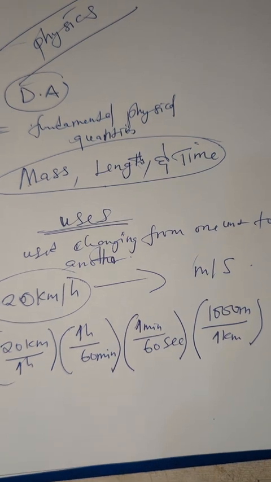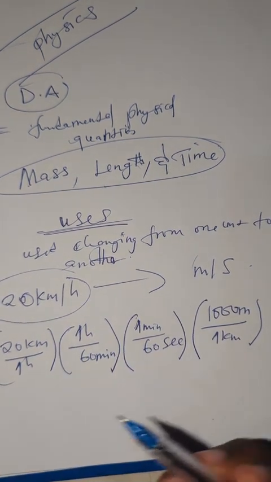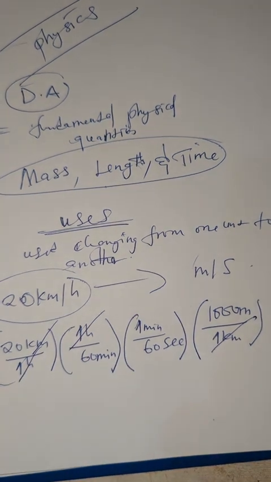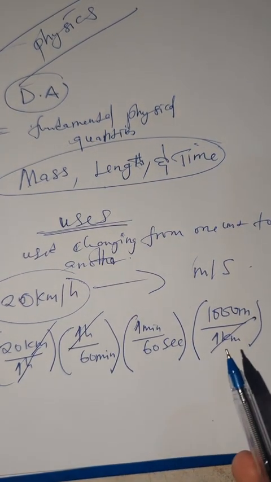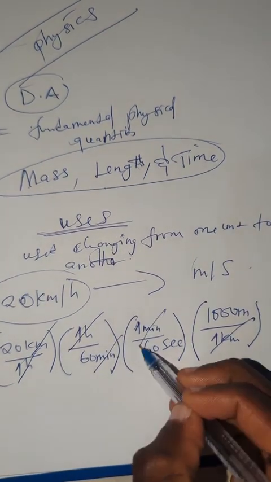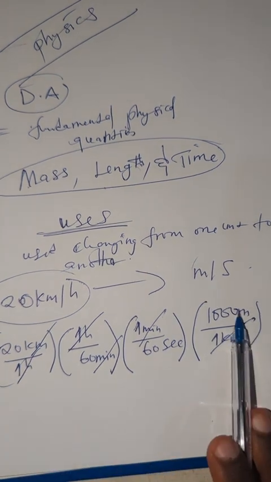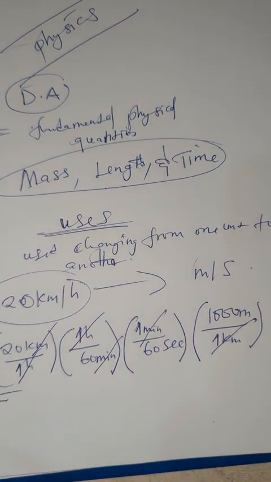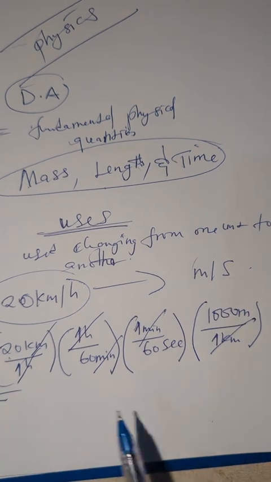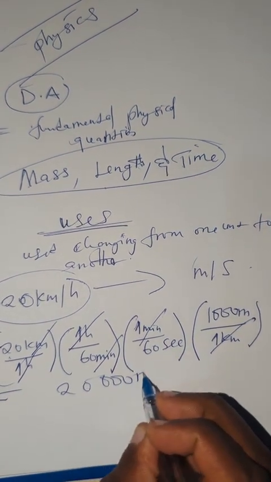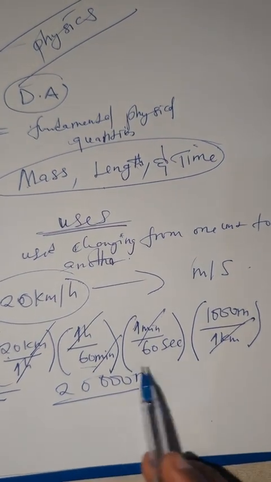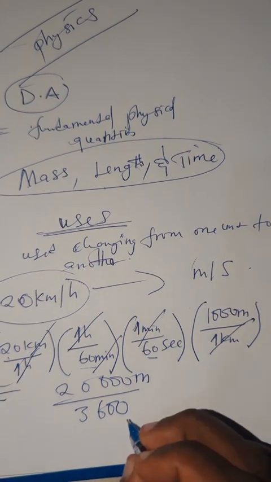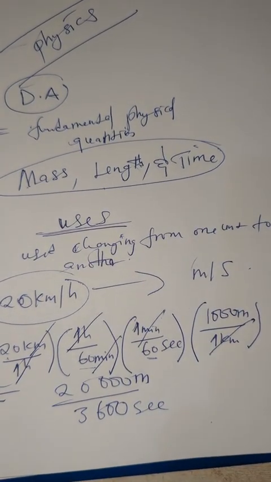So you can cancel out like terms. We have kilometers and kilometer, and hour and hour, so we can cancel. Minutes and minutes also cancel. You are remaining with meters on the numerator and seconds on the denominator. Now you multiply: 20 by 1,000 gives 20,000 meters over, 60 by 60 is 3,600 seconds.